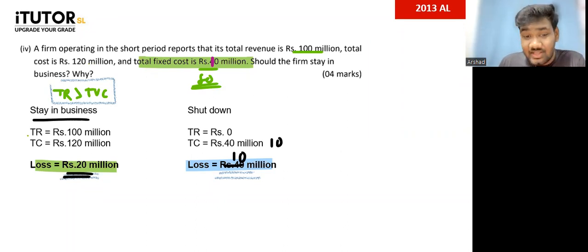If both are equal, let's say in this also the loss is 20, if this also the loss is 20, then it's up to the firm, right? Either they shut down, or if they stay, they get the same result. So if they want, they can continue. If they want, they can shut down. That's up to them to decide. Okay, both are equal. Is that okay? Right. So in this question, the firm should stay in production.